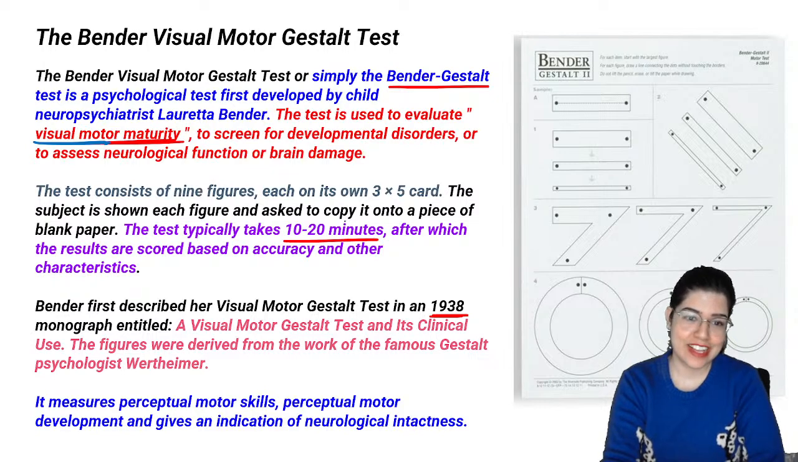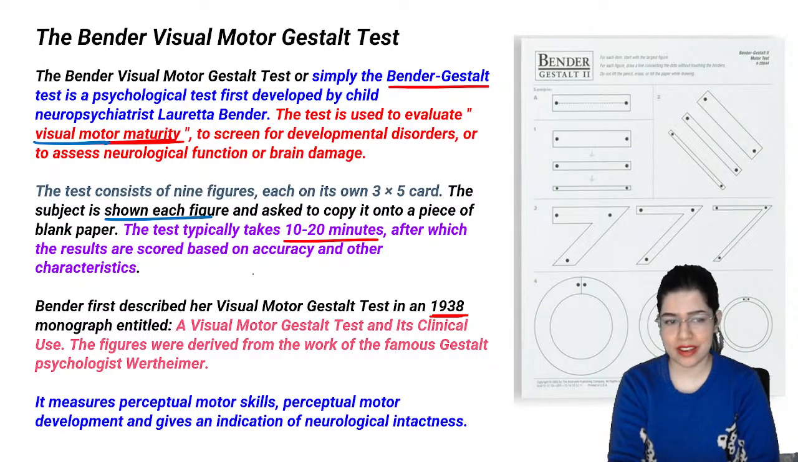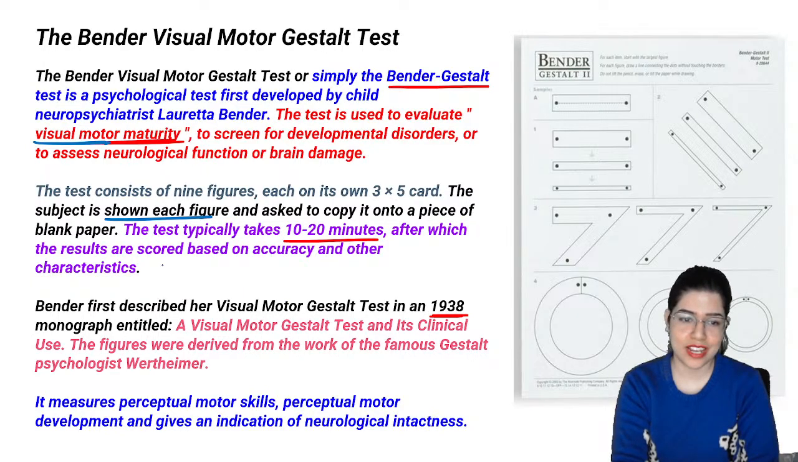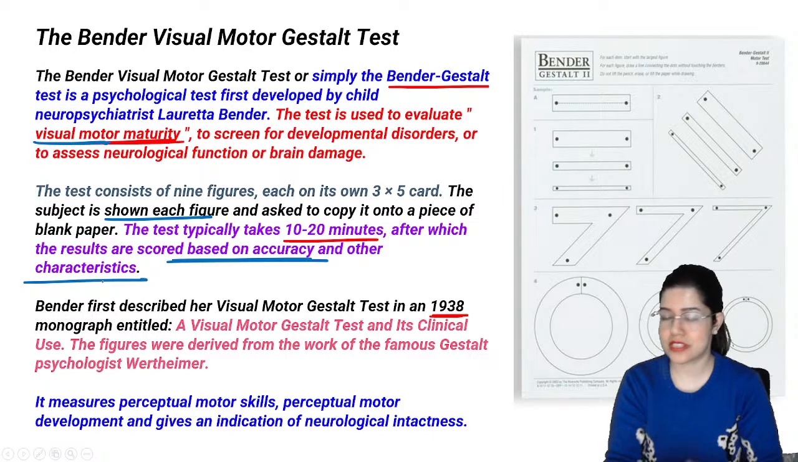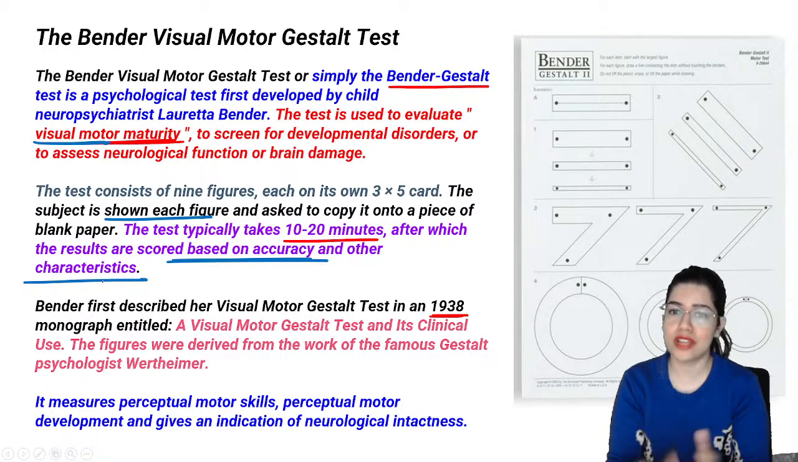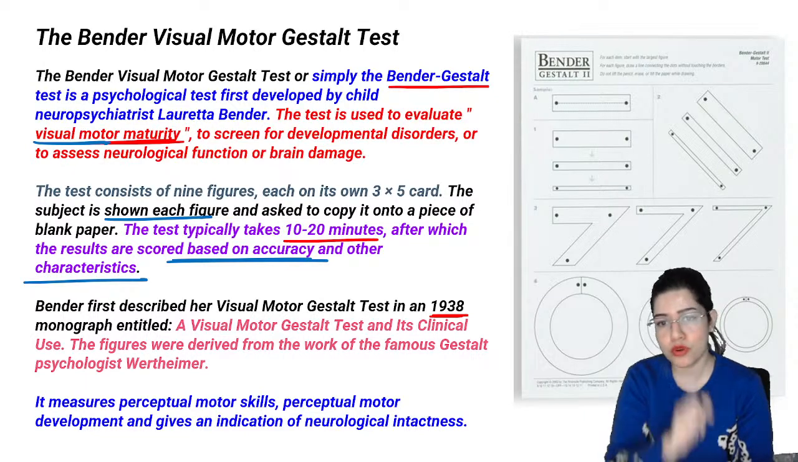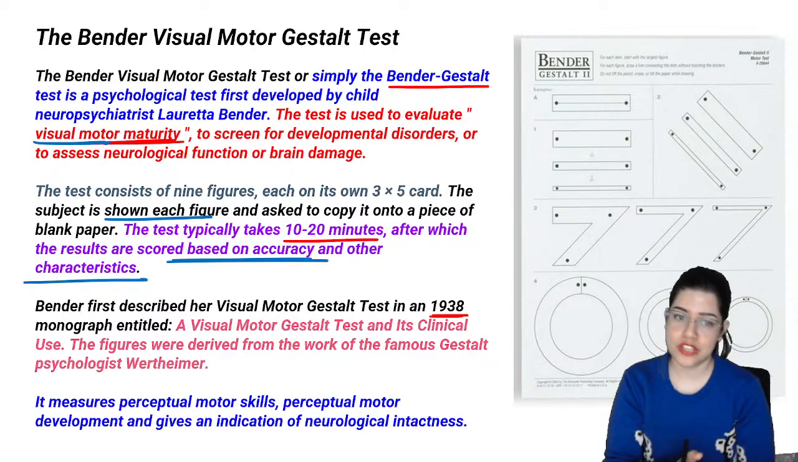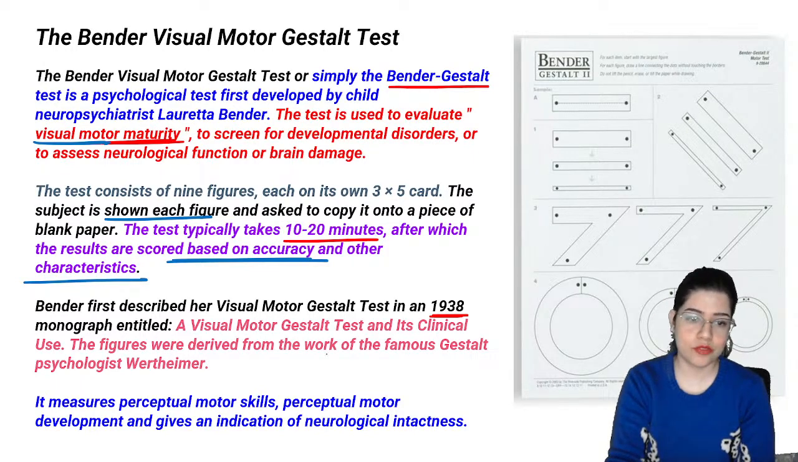Okay, fine. The subject is shown each figure and asked to copy it onto a piece of paper. That's exactly what has to be done. And then they are scored based on accuracy and other characteristics. Time taken is also important. Therefore, we don't give a fixed time. People who take very, very long and overdo it, we'll check that also. But here we want to check accuracy, time taken and so on.